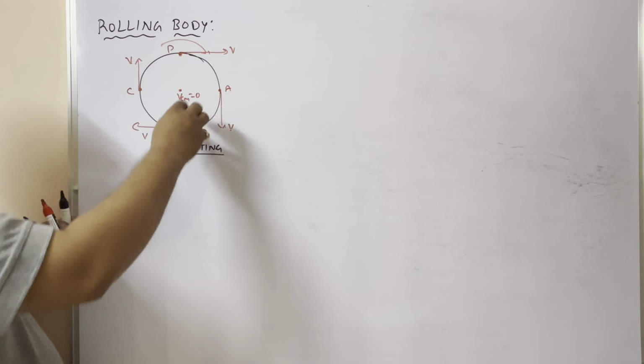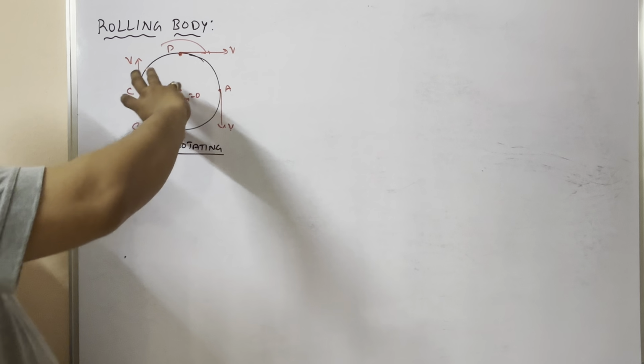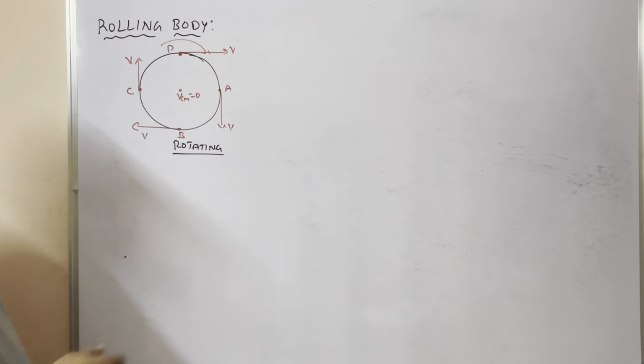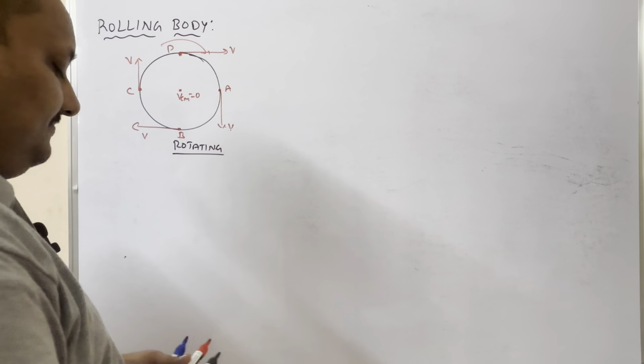A fan is a rotating body, and the velocity of its center of mass will always be 0. Therefore, we are saying it is at rest position, but it is rotating. Always the tangent gives the direction of velocity.